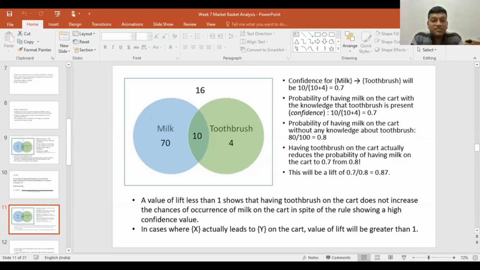Okay, so in actual cases where X leads to Y on the cart, the value of lift will be greater than 1. I'm just trying to make out if it is okay or if it's too confusing. Is that okay? Is the concept okay? Yes, sir. Yes, Okay, sir. great. Okay. Yes.